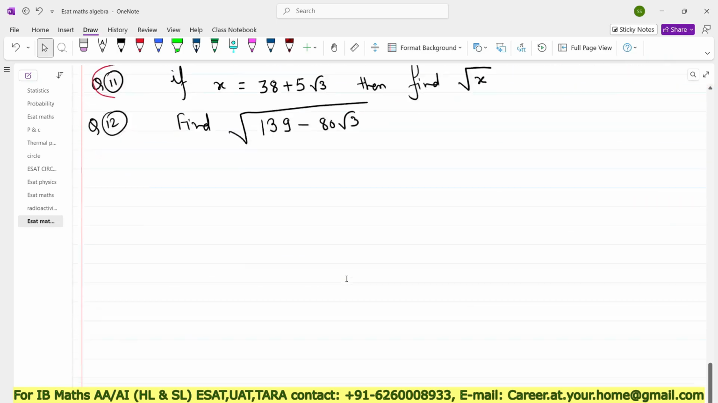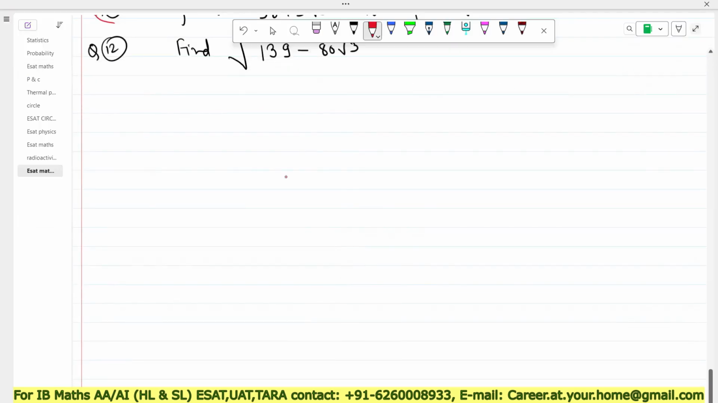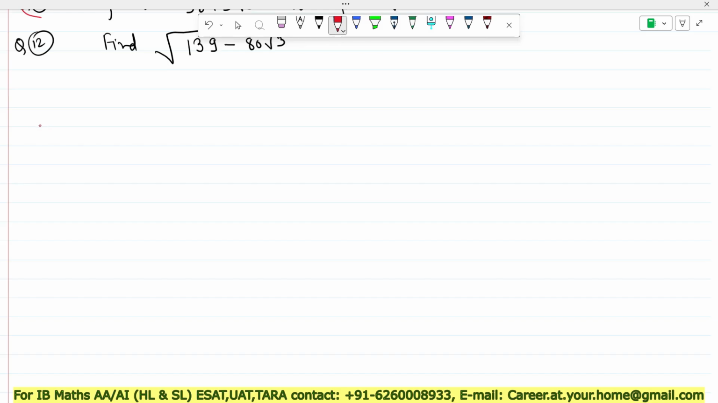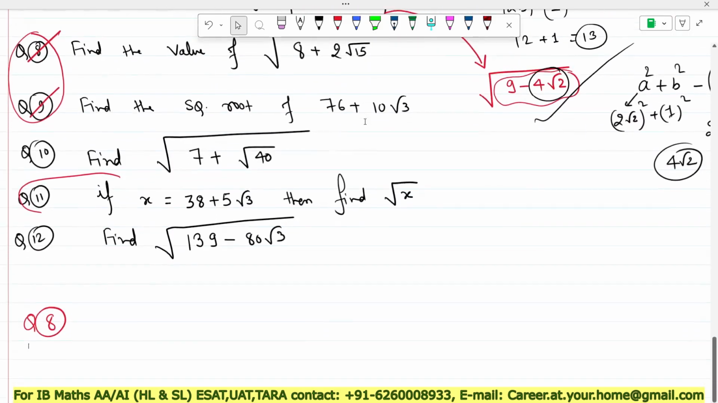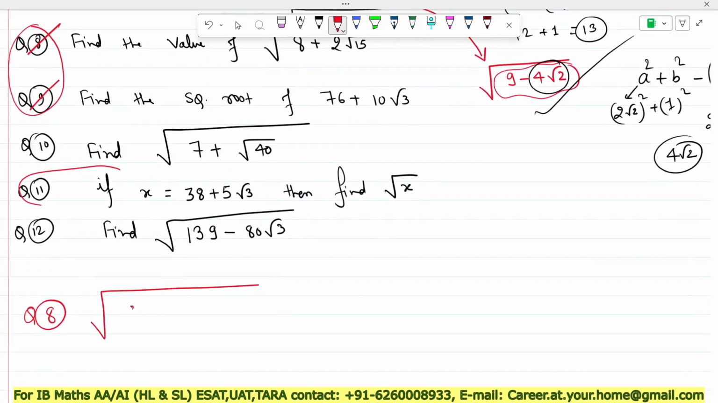Okay. So now I'm going to discuss in a very neat and clean manner so that you can get it easily. So question number 8 is: find the value of the square root of 8 plus 2 root 15, right? As per the explanation, first of all, we have to write this 8 plus 2 root 15 as a perfect square, isn't it? Yes. So it can be written as (a plus b) whole square or (a minus b) whole square.